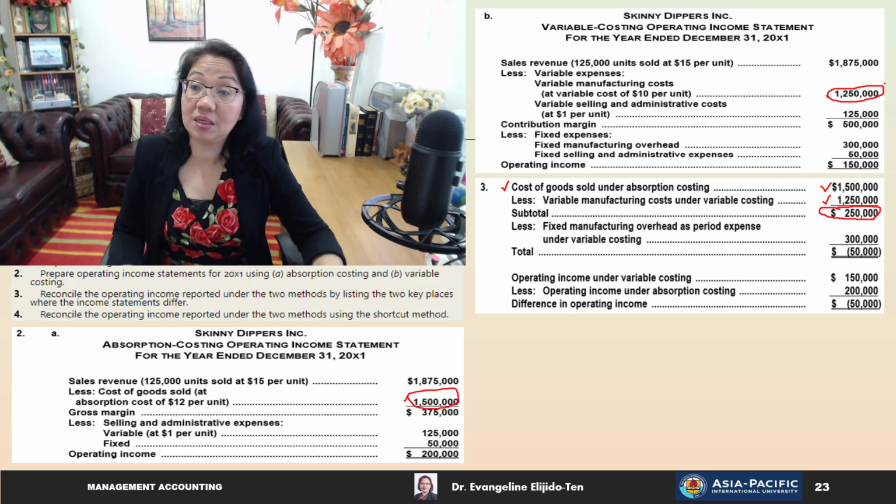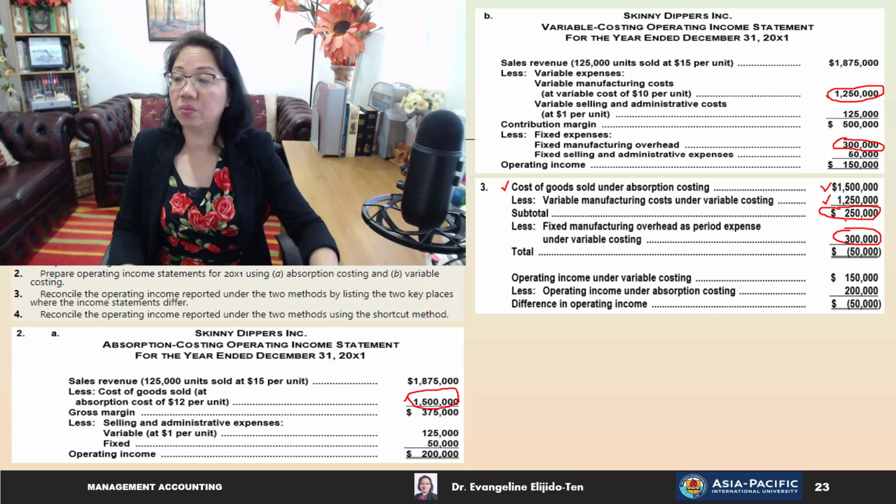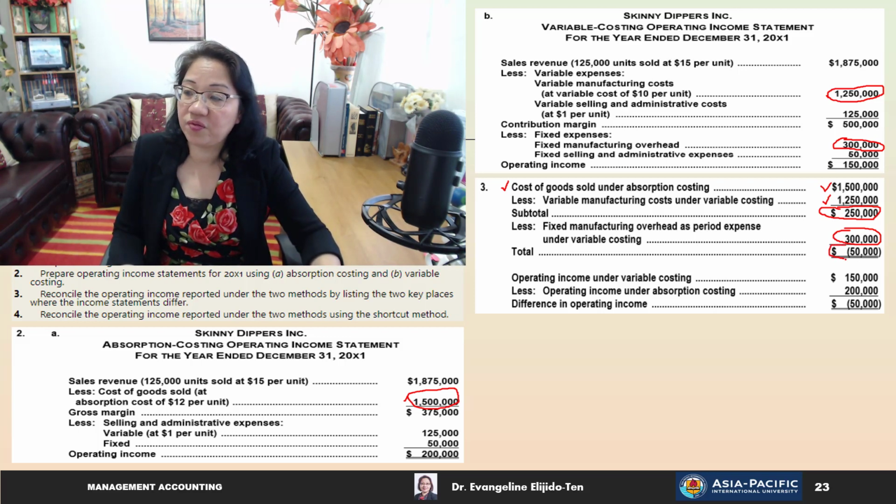Where else did these two income statements differ? They also differ in terms of the fixed manufacturing overhead of $300,000. So when we deduct 300,000 from the 250,000 difference in cost of goods sold, we will get that 50,000 difference. And that is exactly the difference in the profit reported under variable costing, which is 150,000, and under absorption costing, which is 200,000, thereby giving us negative 50,000. So that is requirement 3.